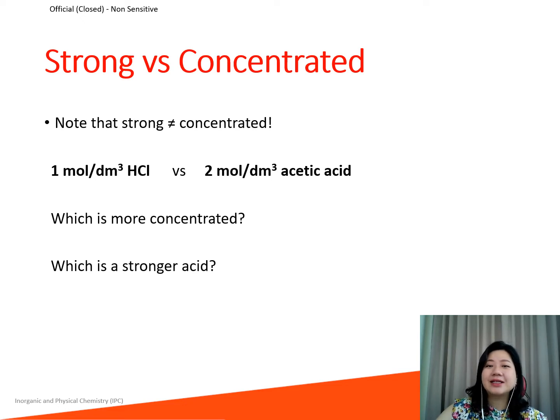Now, please take note that strong and concentrated have different meanings. If we compare 1 mole per dm cube of HCl versus 2 moles per dm cube of acetic acid, which is more concentrated? For concentration, we would compare the molarity. So, 2 moles per dm cube of acetic acid would be more concentrated compared to 1 mole per dm cube of HCl. But if we were to ask which is a stronger acid, then HCl is a stronger acid because it is completely dissociated in water, whereas acetic acid does not completely dissociate in water.